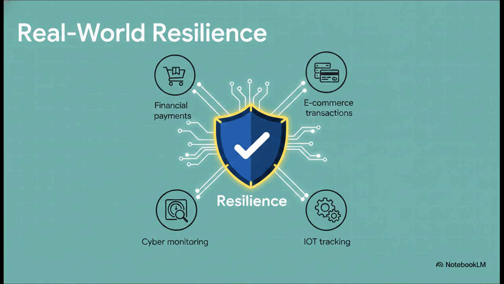So, what's the big takeaway here? Why does all this matter? Because out in the real world, resilience is not just a nice-to-have, it's absolutely mandatory. When you are processing billions of financial payments, tracking entire fleets of IoT sensors, monitoring real-time cybersecurity threats, or handling crazy volumes of e-commerce orders, you cannot afford to drop a message, and you definitely cannot afford to process a payment twice. Entire industries rely completely on these fault-tolerant pipelines to keep the modern world functioning every single day.